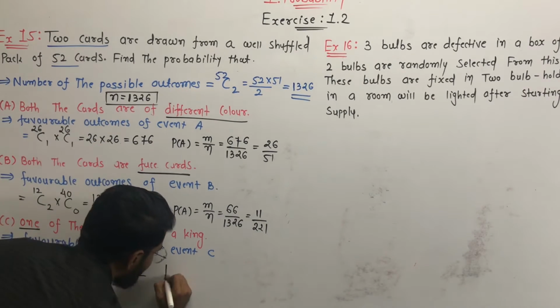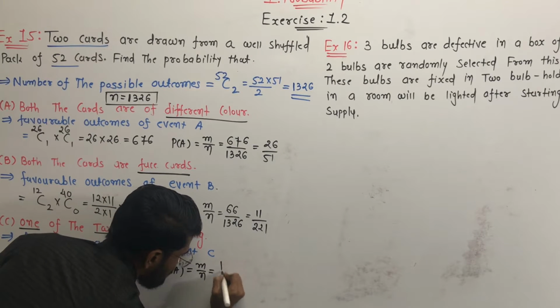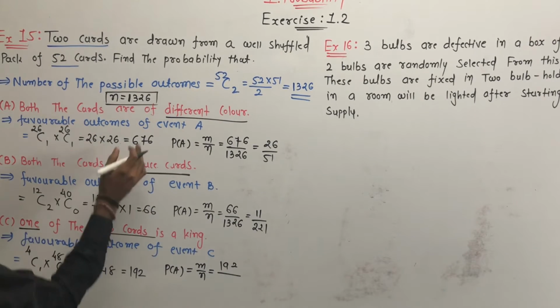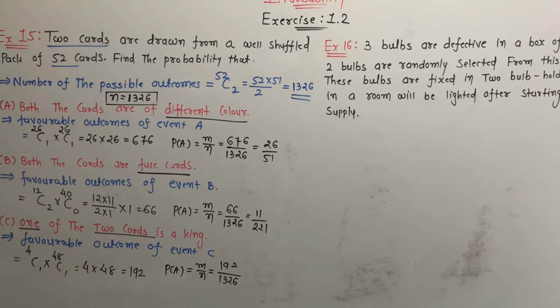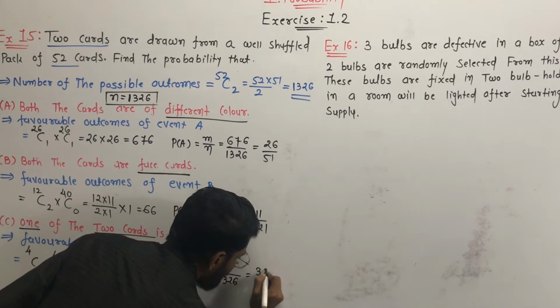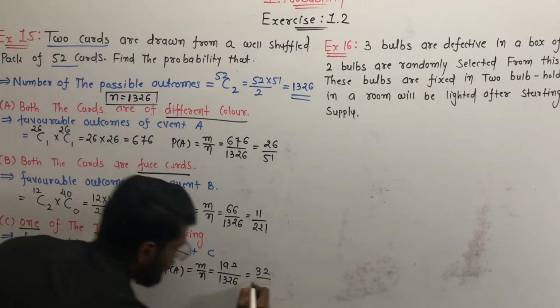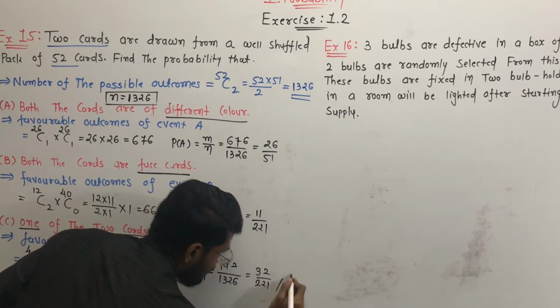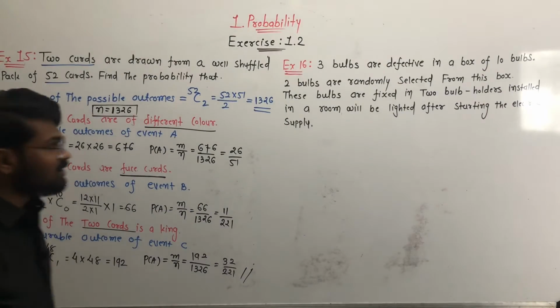So the probability of event C is equal to M by N. M is equal to 192, and N is equal to 1326, and we can calculate, and our answer is 32 upon 221. Clear?